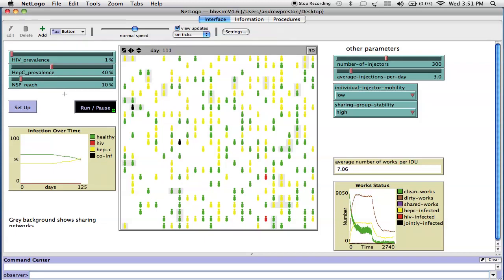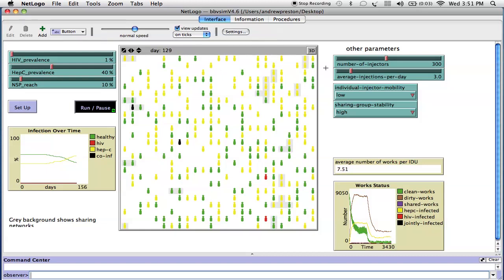So that's basically what happens when you press Run with the BBV sim, and on the website you'll find different scenarios that you can set up and run, and just see how changing these key parameters in bloodborne virus transmission can radically affect the speed at which the virus is spread between injectors.